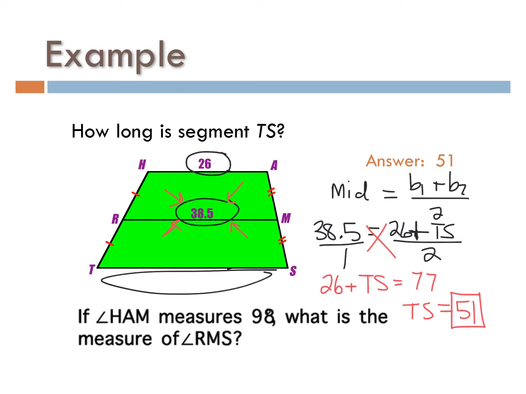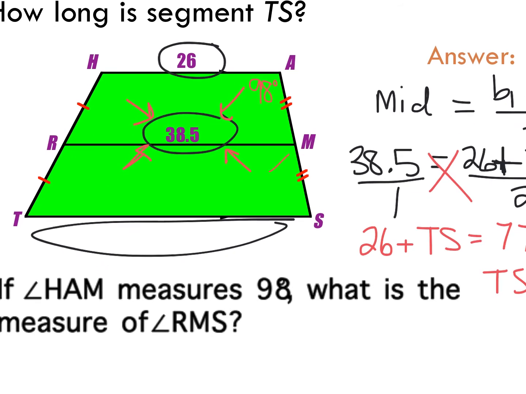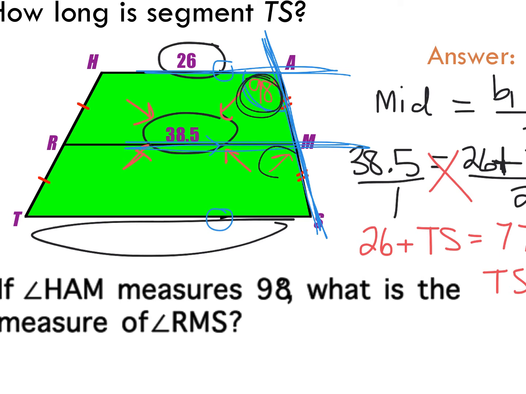Right, now the second thing they're asking us here is if angle HAM measures 98 degrees, sorry, this kind of got squished there, but if this angle right here, HAM, is 98 degrees, what's the measure of RMS? This angle here. Keep in mind, these three segments, this is parallel to this, is parallel to the mid-segment. So this angle here, if this is my transversal, here's one parallel line, here's my other parallel line, what relationship will this angle have to this angle?